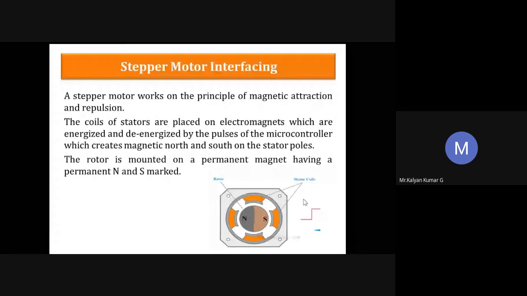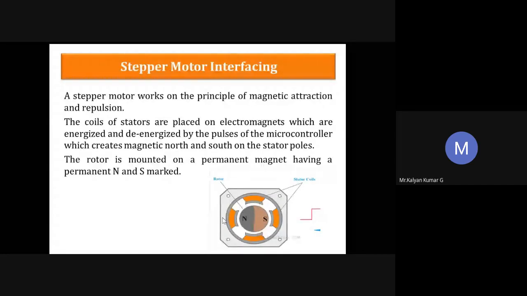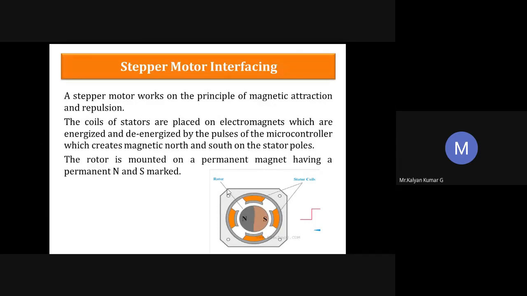Obviously, what happens is, we have stator windings in all these poles, and when the stator coils are energized, they are wound on electromagnets. So whenever the pulses are received, energizing and de-energizing takes place. So it creates magnetic north and south, a force of attraction or repulsion depending upon the excitation that you apply.